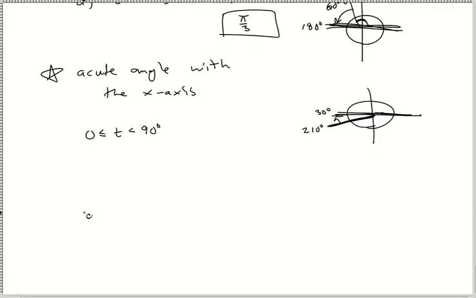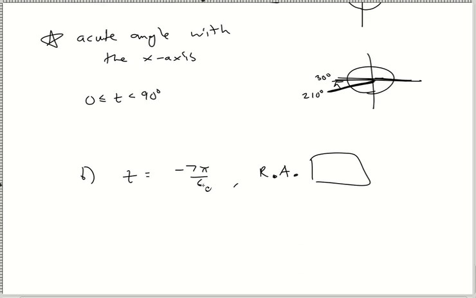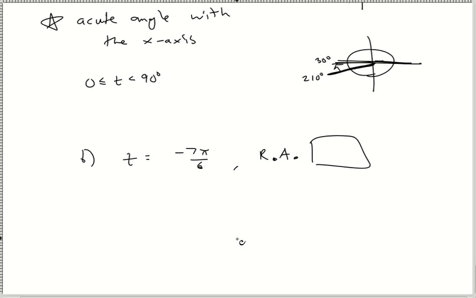Okay. Let's do part B here. I got t is equal to negative 7 pi over 6. Find the reference angle. That's just my own notation; nobody else uses that. Where is negative 7 pi over 6?